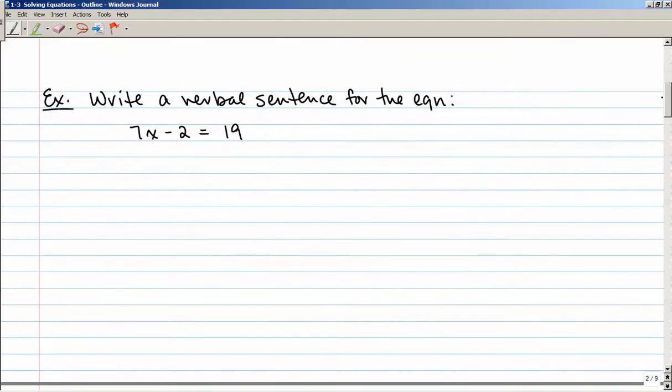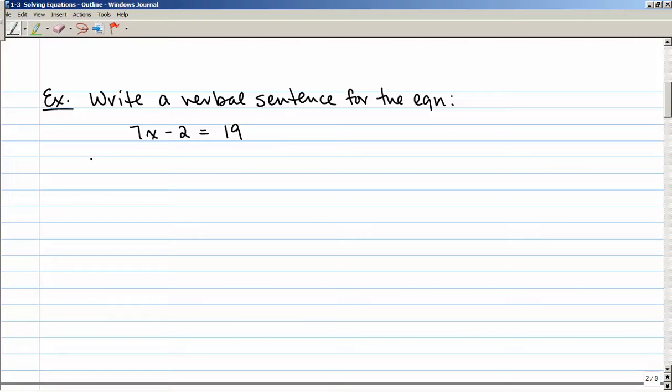Write a verbal sentence for this equation. 7x minus 2 equals 19. And you may not realize it, but an equation actually is a sentence because it does have a subject, a verb, and a predicate. And in fact, I pretty much said that by reading this. 7x minus 2 equals 19. Now, I can't just say 7x because that doesn't really describe exactly what's going on between the 7 and x. I know it's multiplication, so I have to use a word that talks about multiplication.